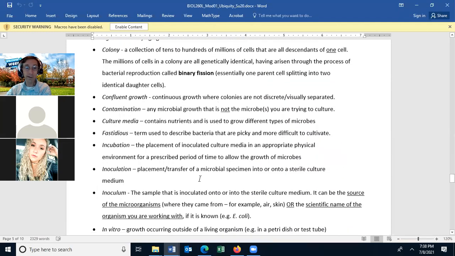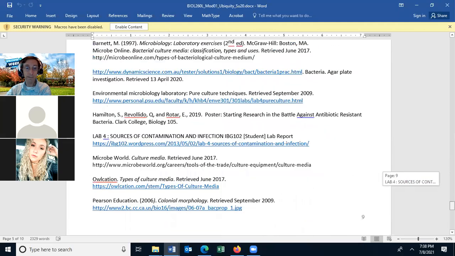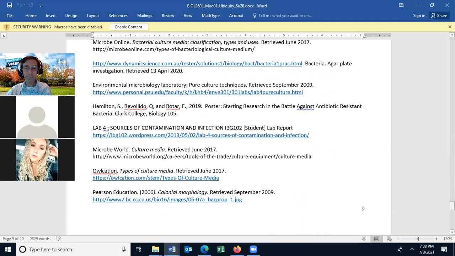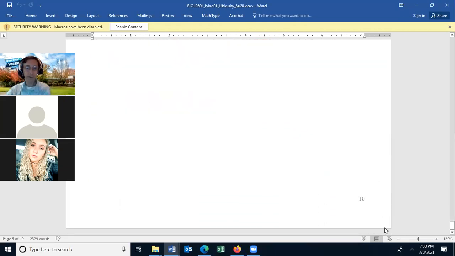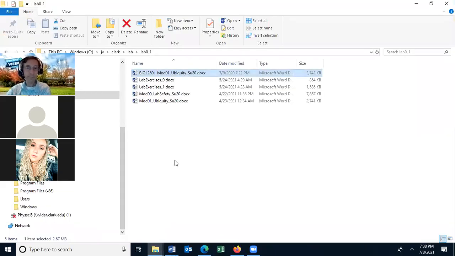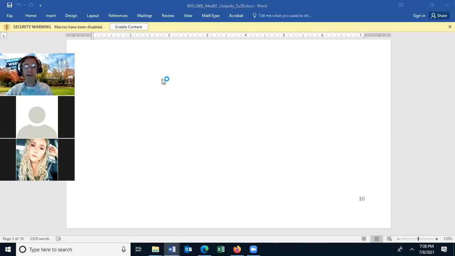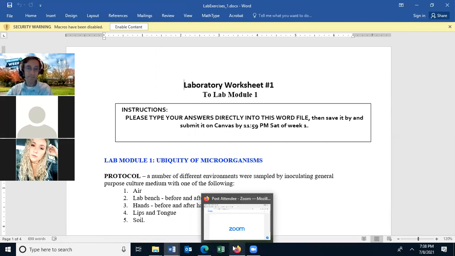So know the terms in this lab, and then go through, you don't need to do the references. Go through and do the lab, and let me open up the worksheet. Write your answers in the worksheet, and then submit it in the worksheet place. Let me see if I can find that.